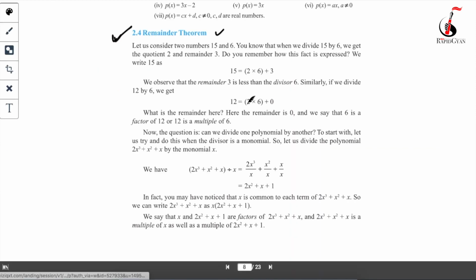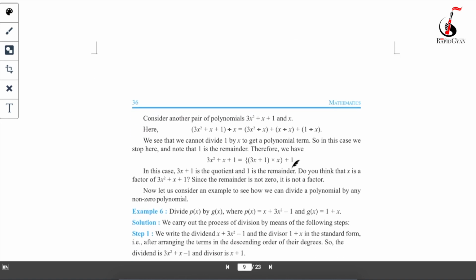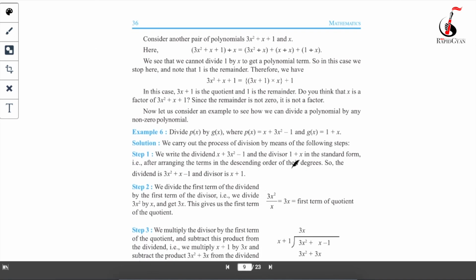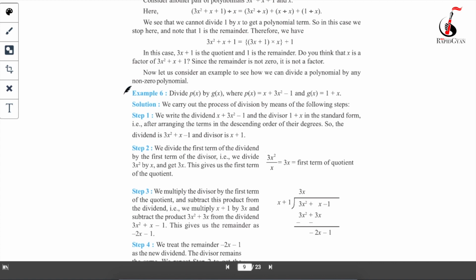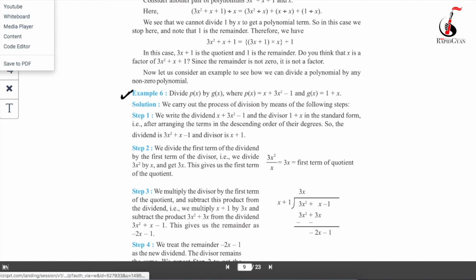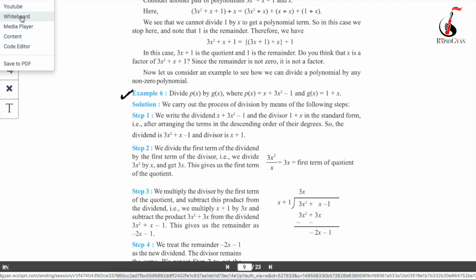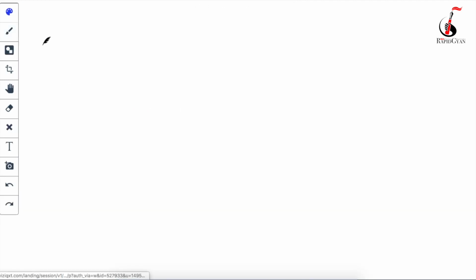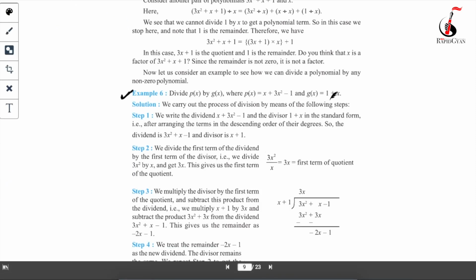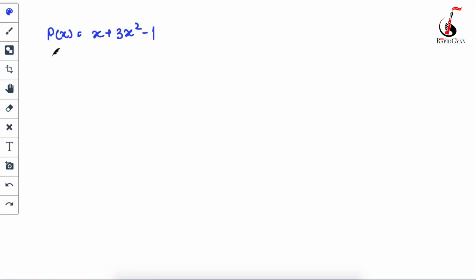Okay, so now we are going to start with polynomials. We will start with an example. Let's take the first example of your book, which is example 6. The example says, divide p(x) by g(x). Guys, listen to me very carefully, this is a very important topic. Here p(x) is equal to x plus 3x square minus 1, where p means polynomial in x. The next polynomial is given as g(x) is equal to 1 plus x.